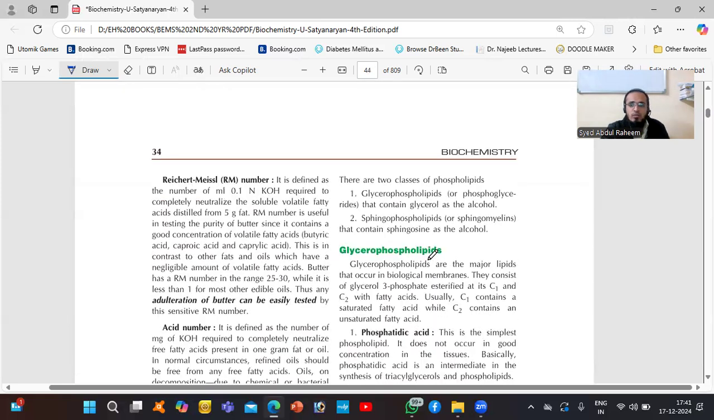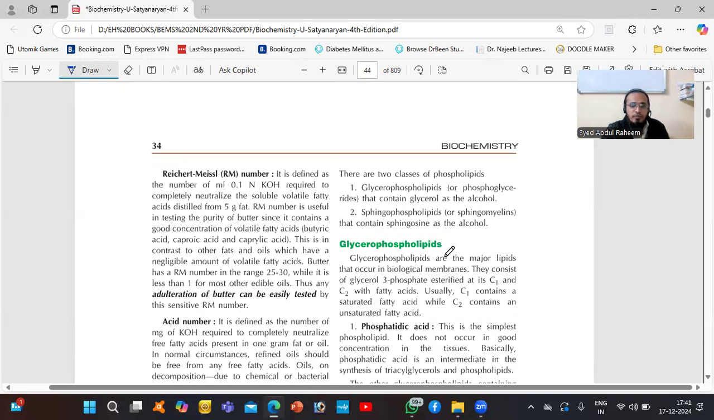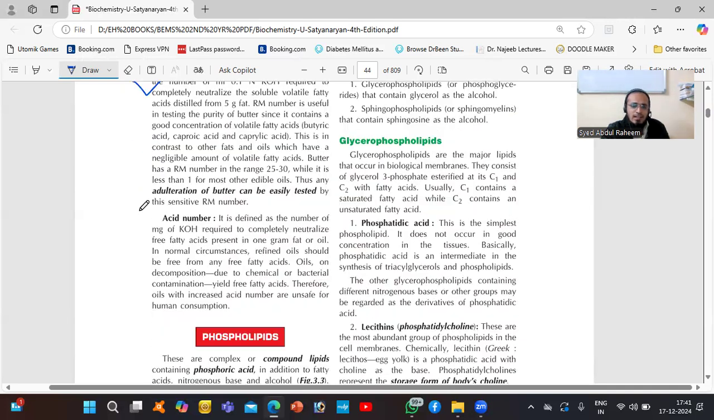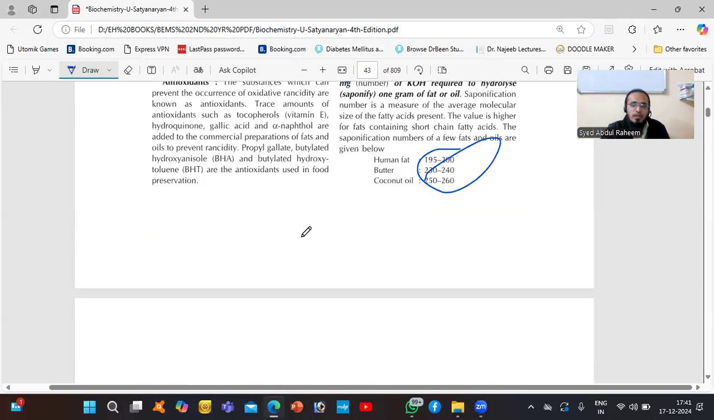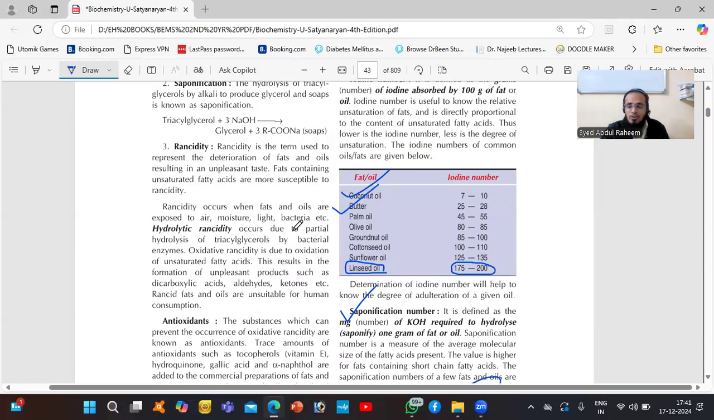If not, then we have to check what type of oil we are consuming. Next, we have another test, the acid number. All these will be checked in the laboratory. Okay, it will not be done at home itself.